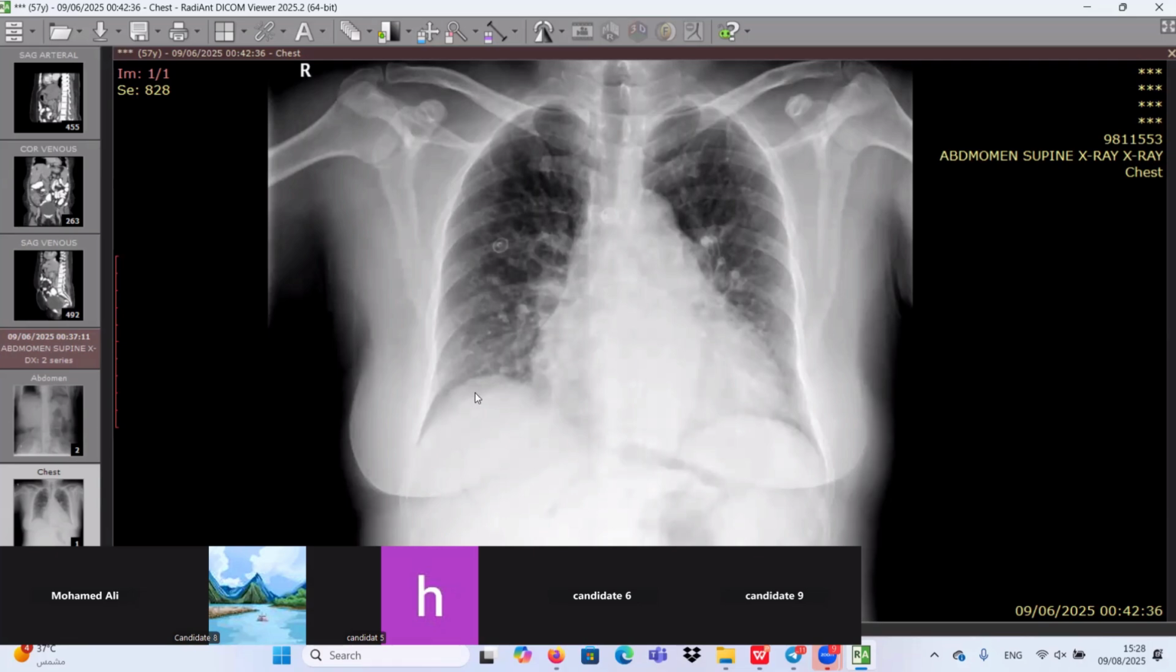I'm suspecting slight lucency here behind the right. No, that is not evident. Ignore this one. There are no lines and tubes.